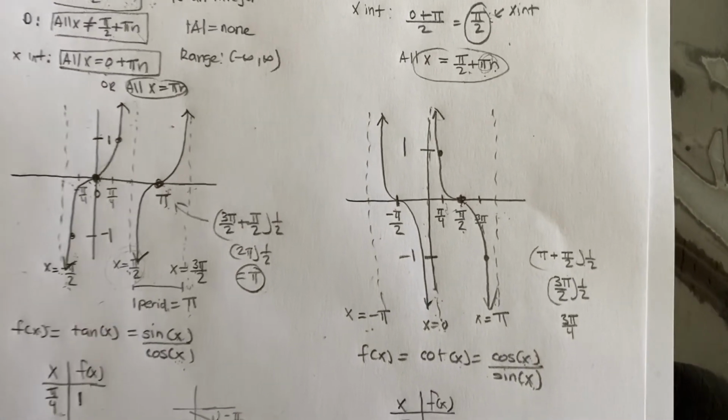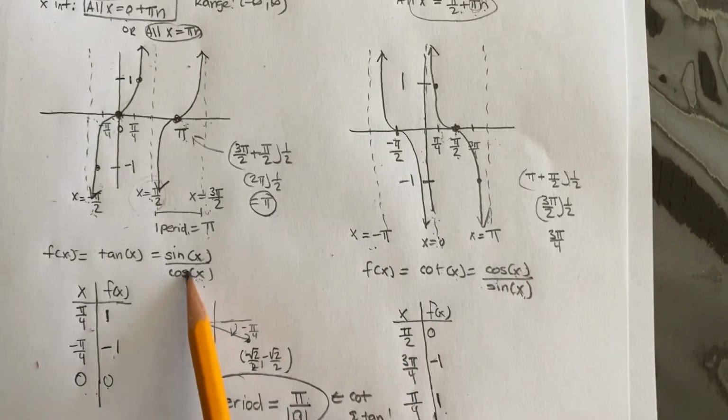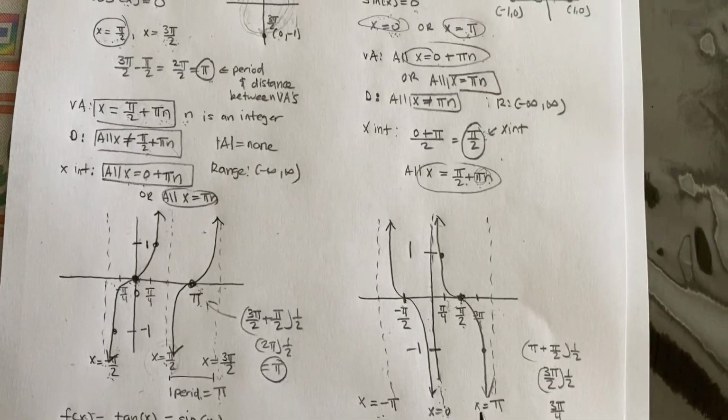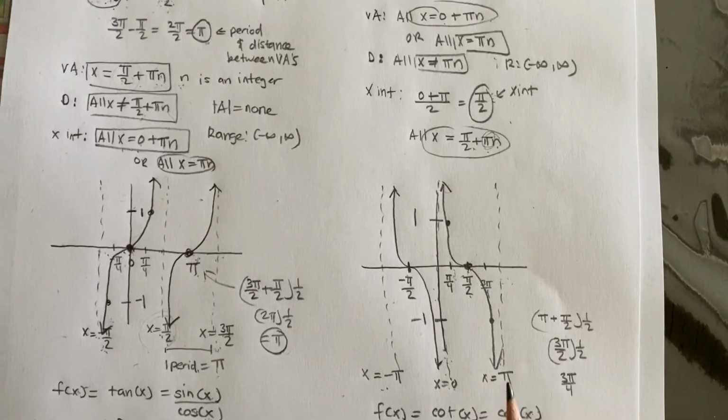So the only tricky part for you guys, I think, is finding the VAs. That stuff requires you to know the unit circle. Looks like there's a lot of material over here.